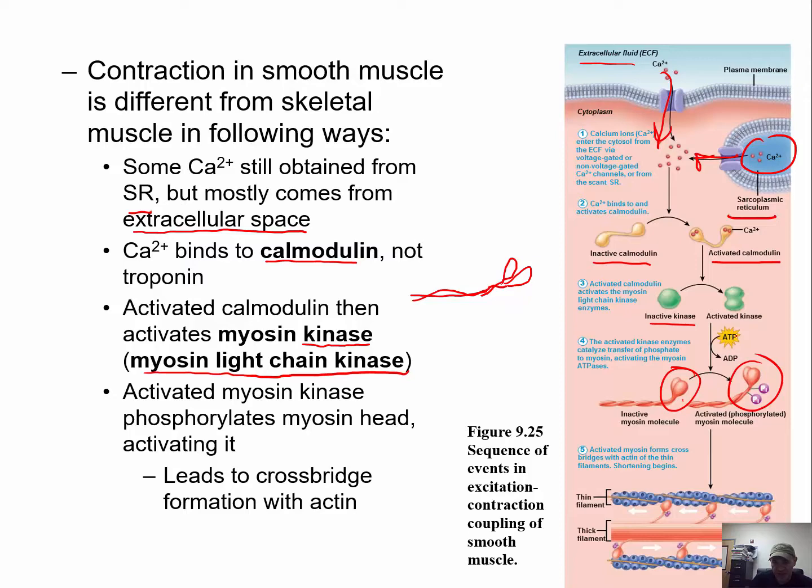So here we see ATP is still needed to power this process. The big difference here is you don't have troponin and tropomyosin blocking the active sites for the cross bridging to occur. So we have that different regulatory system that involves the calmodulin and then another enzyme protein called the myosin light chain kinase that's doing the regulation. There is no tropomyosin blocking the way.